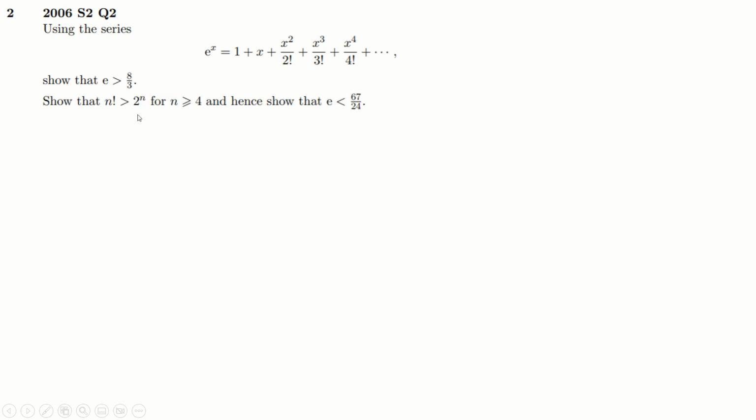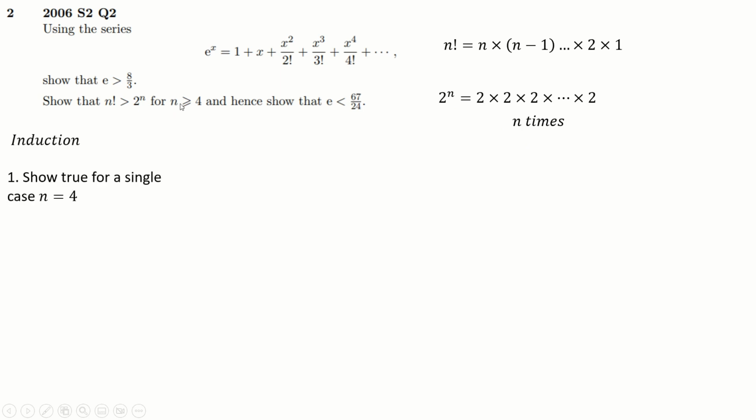The next thing is to show that n factorial is bigger than 2 to the power n. Now, to do this, we're going to need to do a very quick induction proof. So what we'll say, again, this is what n factorial is. This is what 2 to the power n is, obviously, 2's n times. Firstly, we can't show it for n equals 1 because we're showing it for n bigger than or equal to 4. So our first step is to show that it's true for n equals 4, which we can just evaluate, right? 4 factorial is 24, 2 to the power 4 is 16, so it's true for n equals 4.